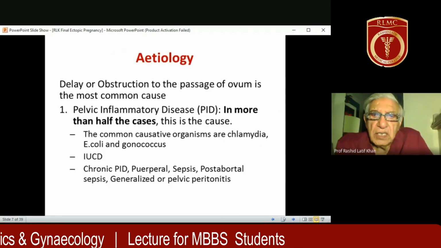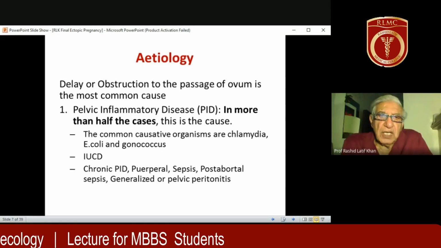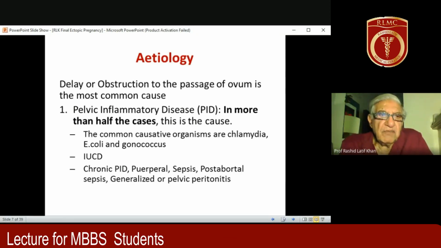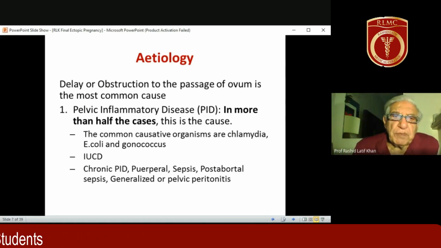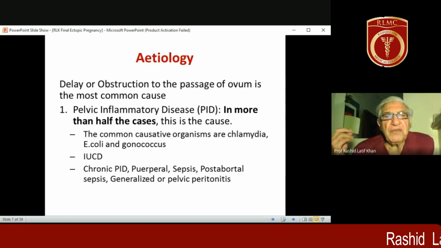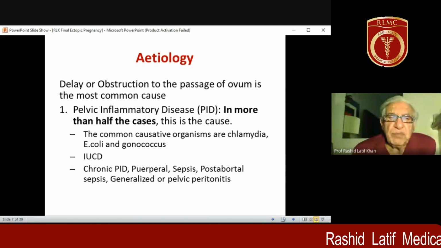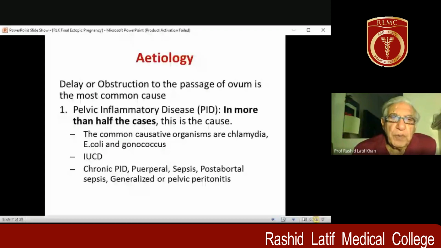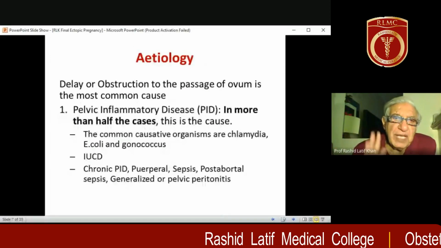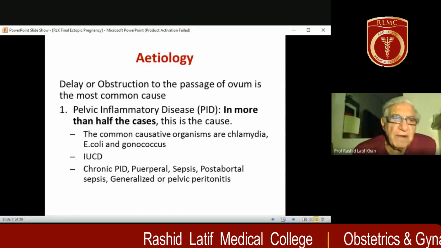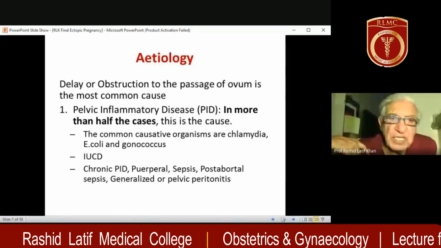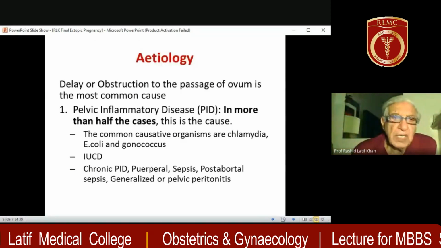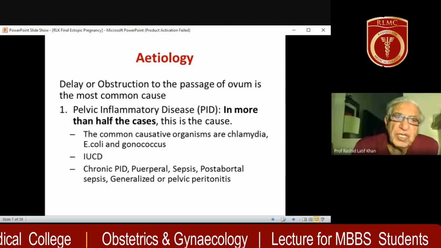Well, why does ectopic pregnancy happen? Why implantation at an abnormal site? First, the most common cause is delay or obstruction to the passage of the ovum, and I told you that if there's delay, the ovum or embryo gets too big to pass through the isthmal part, so it remains in the tube. What could be the cause of delay? The most common cause is pelvic inflammatory disease, or PID. In more than half of the cases, this is the cause.